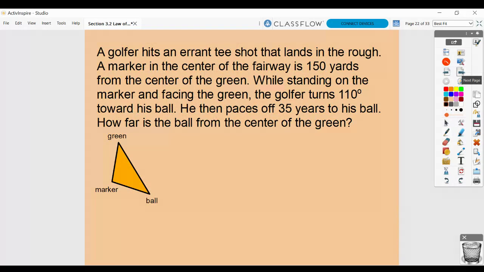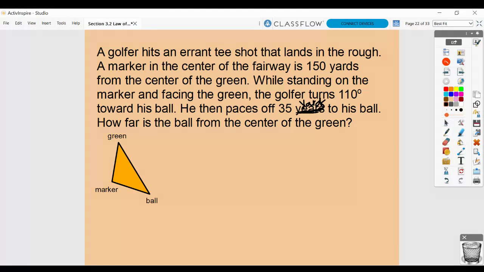Okay, we have one more. It says a golfer hits an errant tee shot that lands in the rough. A marker in the center of the fairway is 150 yards from the center of the green. While standing on the marker and facing the green, the golfer turns 110 degrees towards his ball. He then paces off 35 yards. That should say yards. To his ball. How far is the ball from the center of the green?